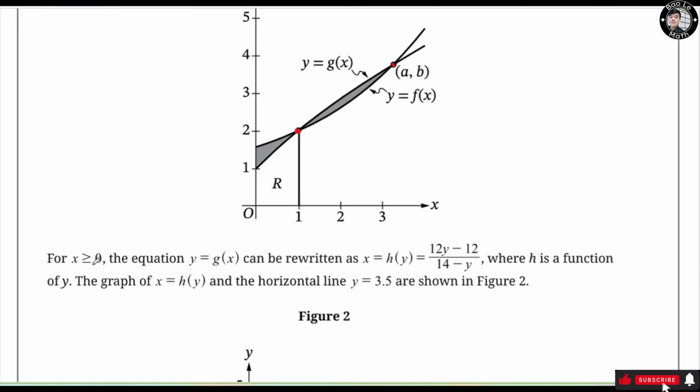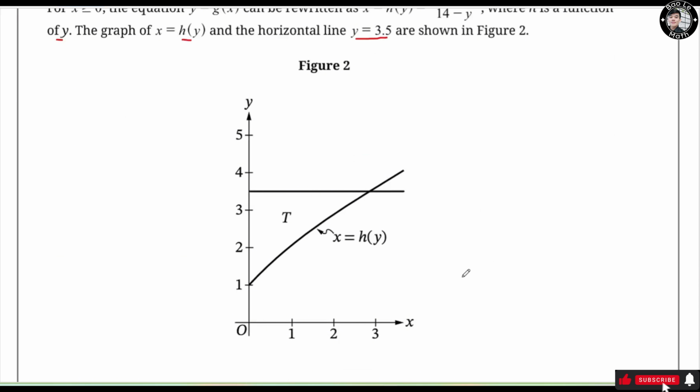For x greater than or equal to 0, the equation y equals g of x can be written as x equals h of y equals (12y minus 12) over (14 minus y), where h is a function of y. The graph of x equals h of y and the horizontal line y equals 3.5 are shown in figure number 2. This is 3.5, right?